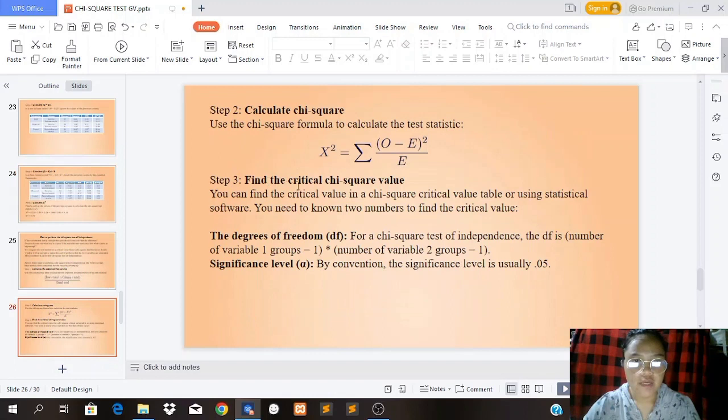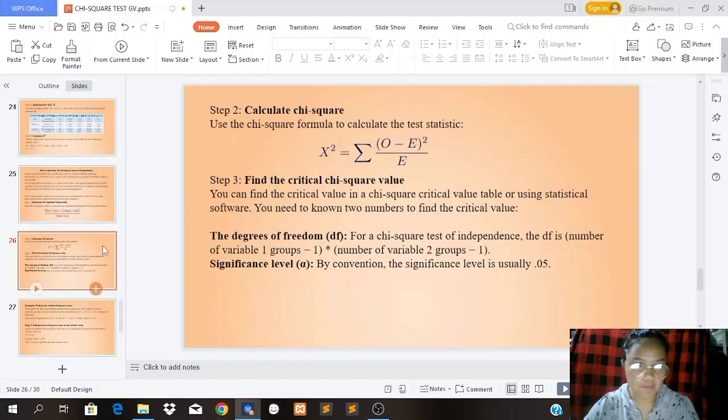Step 3. Find the critical chi-square value. You can find the critical value in a chi-square critical value table or using statistical software. You need to know two numbers to find the critical value. The degrees of freedom for a chi-square test of independence. The degrees of freedom is the number of variable 1 groups minus 1 times the number of variable 2 groups minus 1. Significance level. By convention, the significance level is usually 0.05.